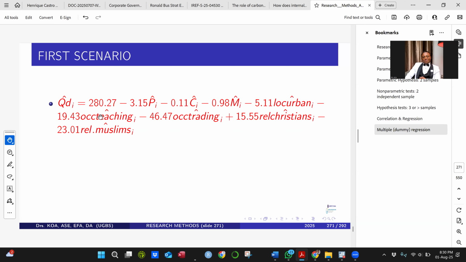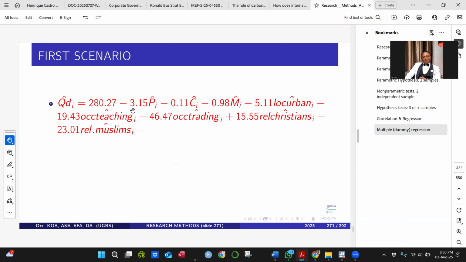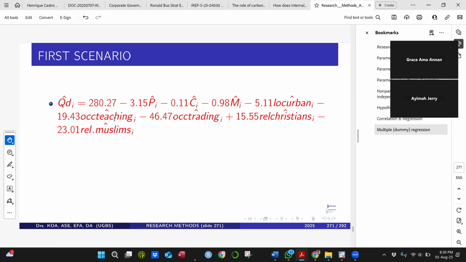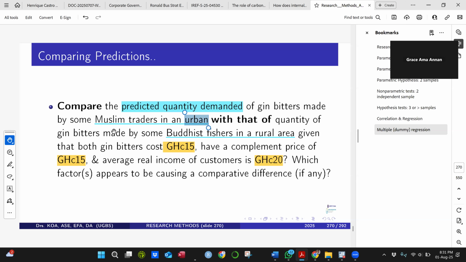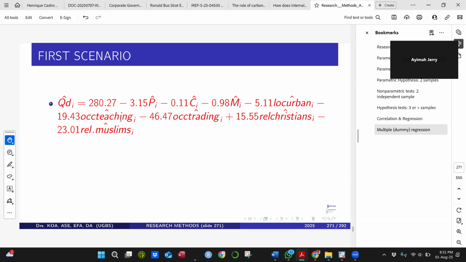Okay. What will be OC teaching? Remember the story here, Muslim traders in an urban area. What will be OC teaching? What will be the value of occupation teaching? Grace. So please, based on the story, we coded it with 1. That is wrong. We are told that these are Muslim traders in an urban area. So occupation teaching will be what? Aima? Sorry, it will be 0.